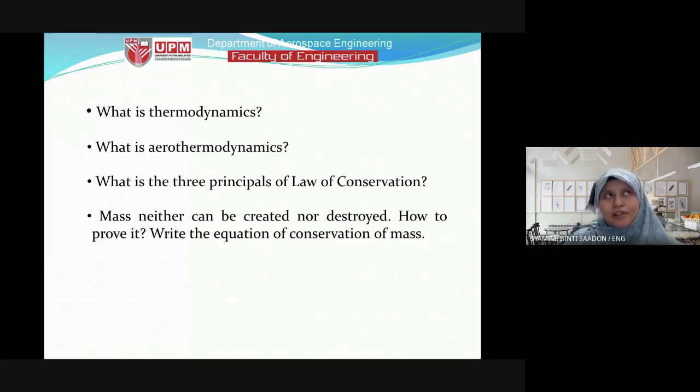You can write it in terms of differential equation, or you can also just write the simple equation, which only has four physical values.